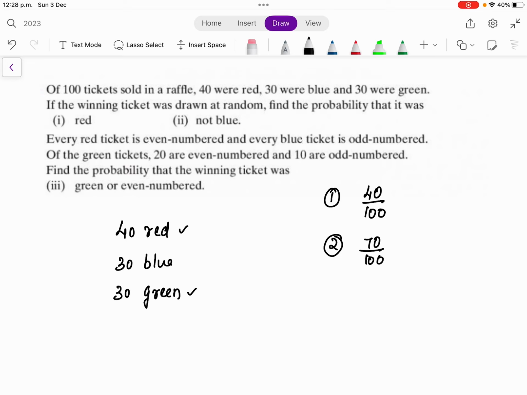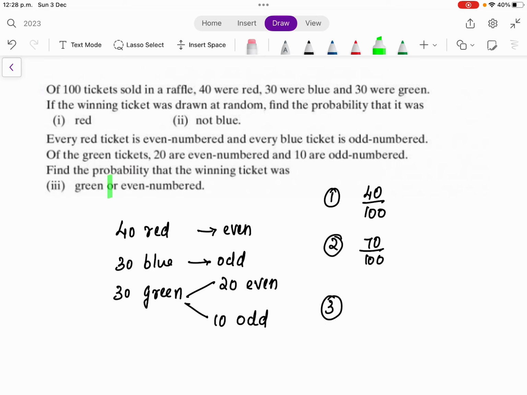Now every red ticket is even numbered, and every blue ticket is odd numbered. Of the green tickets, 20 are even numbered and 10 are odd numbered. I'm just trying to picturize it so that it becomes very easy. Now what you have to do is find the green or even numbered. So again, there is an or here, so remember to check whether it is mutually exclusive or not. A green even numbered ticket exists, so it is not mutually exclusive.